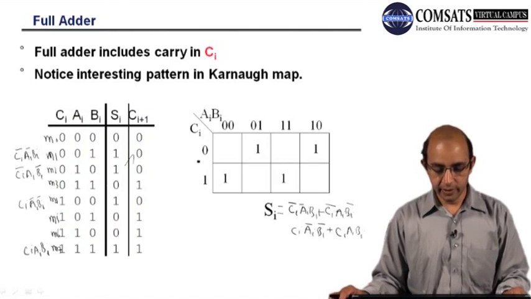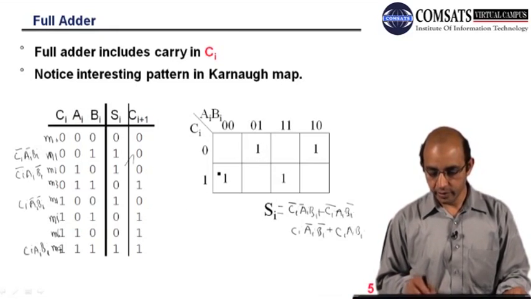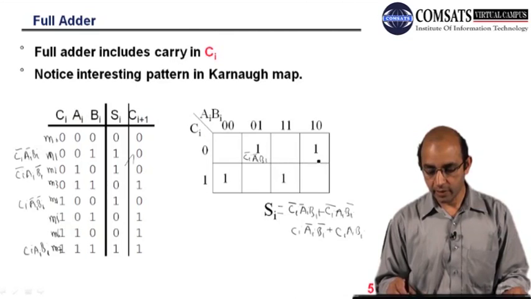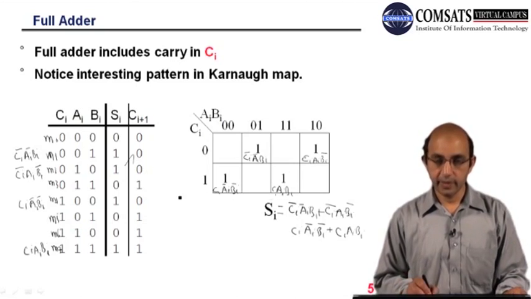So here we have Ci bar Ai Bi. If I talk about this, this is Ci bar, Ai bar and Bi. And then Ci bar, Ai Bi bar. And then here we have Ci Ai bar Bi bar. And here we have Ci Ai and Bi.